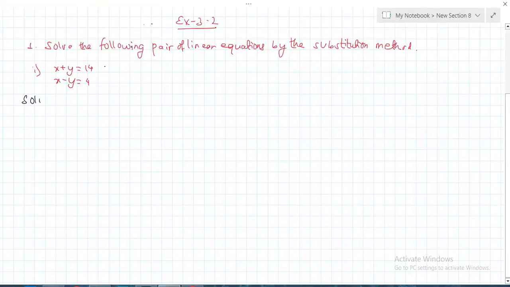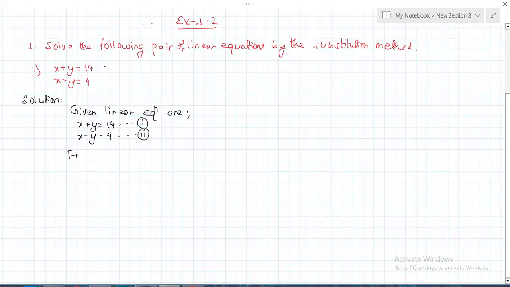So the solution, let us see how we can solve this. We are given two linear equations: x plus y equal to 14 and x minus y is equal to 4. We can write the given linear equations in short form as equations. x plus y is equal to 14, let us suppose this is equation first, and similarly x minus y is equal to 4, let us suppose this is the second equation.